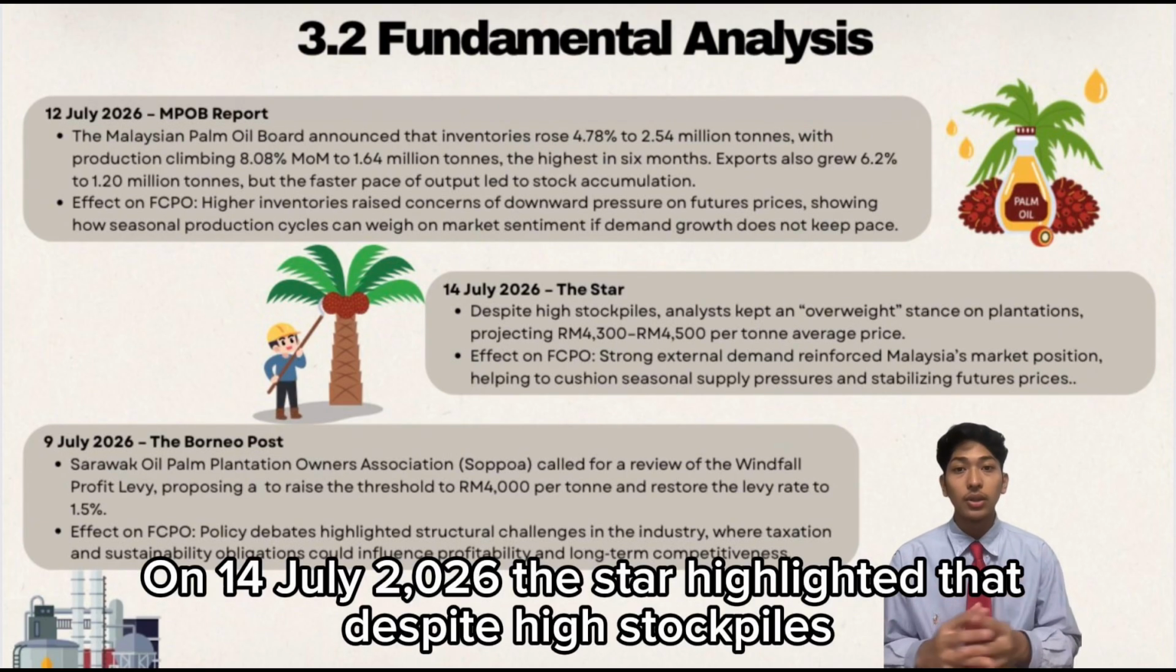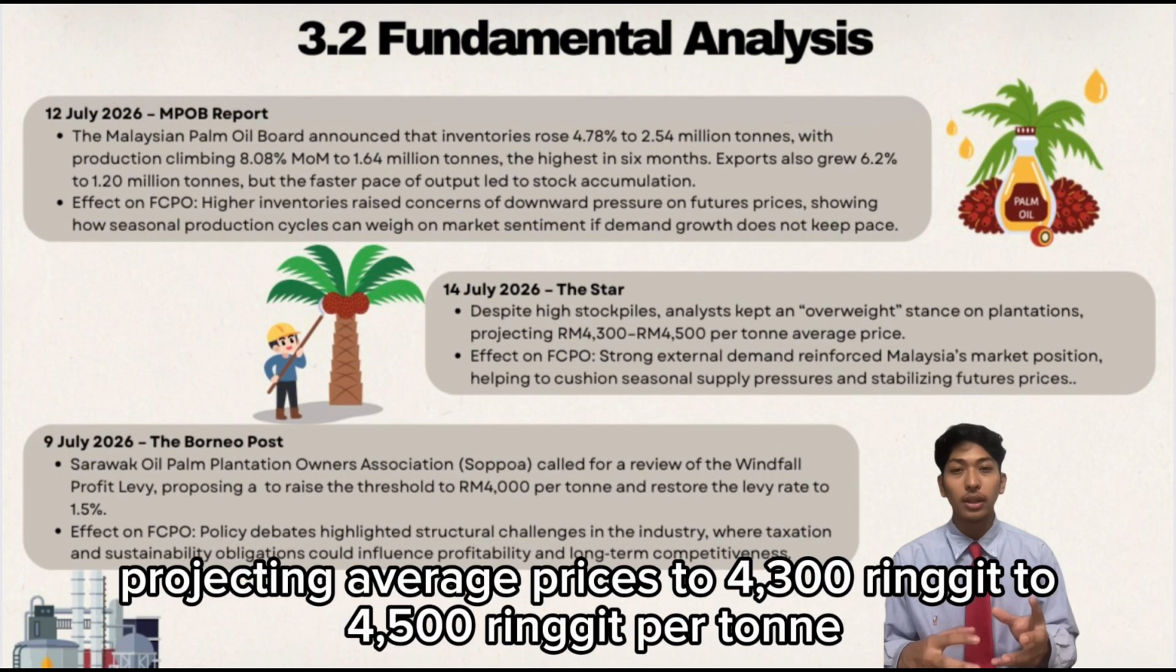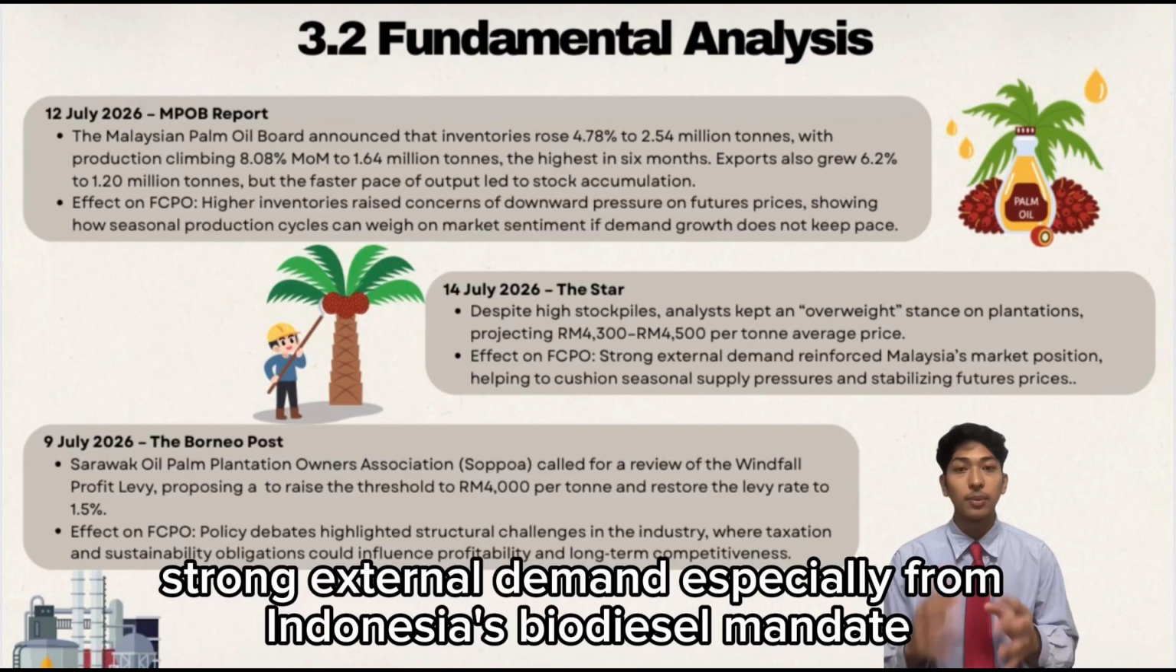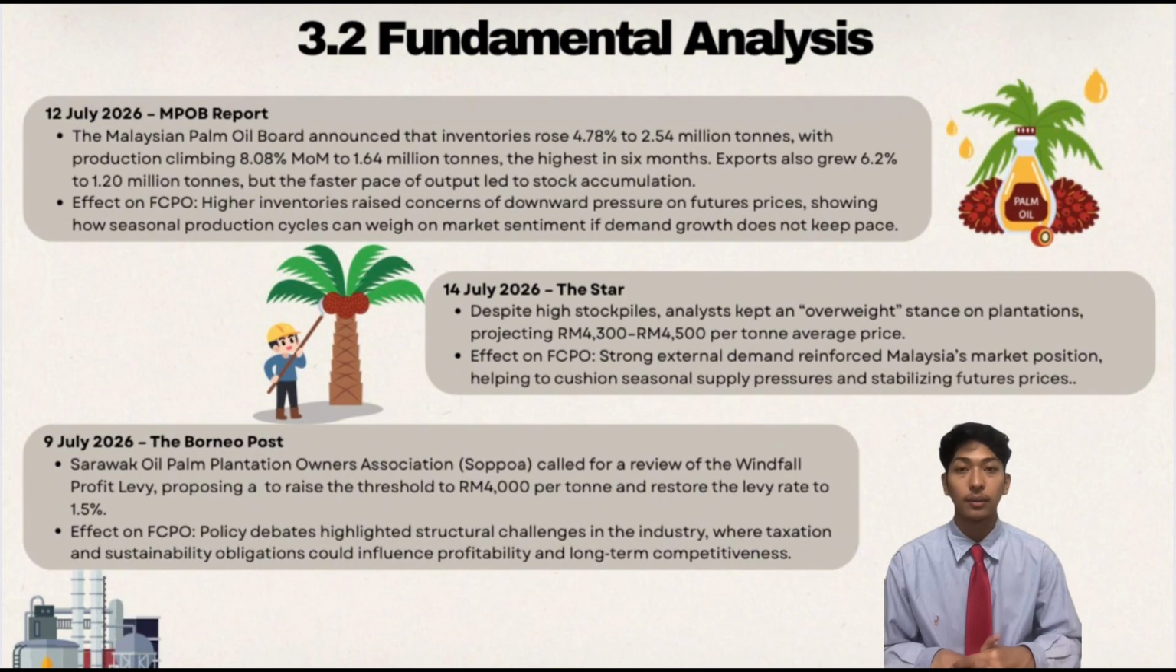On 14 July 2026, The Star highlighted that despite high stockpiles, analysts maintained an overweight stand on plantations, projecting average prices of 4,300 ringgit to 4,500 ringgit per ton. Strong external demand, especially from Indonesia's biodiesel mandate, helped cushion seasonal supply pressures.